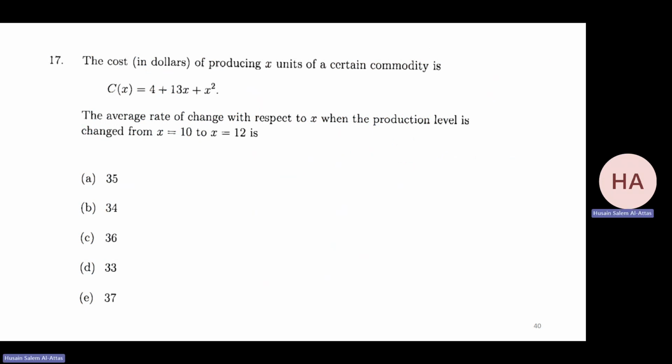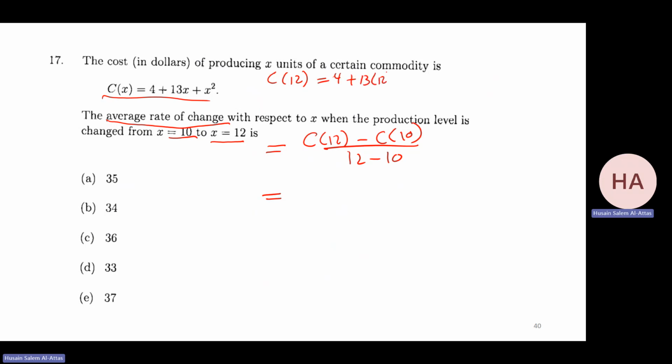Cost in dollars is this function. Find the average rate of change from this to this. What will that be? C at 12 minus C at 10 over 12 minus 10. C at 12 is 4, 13 times 12 plus 12 squared. Let me do it. This is 144, this is 156. Add them, and that will be 300, which is 12 times 25, 300.